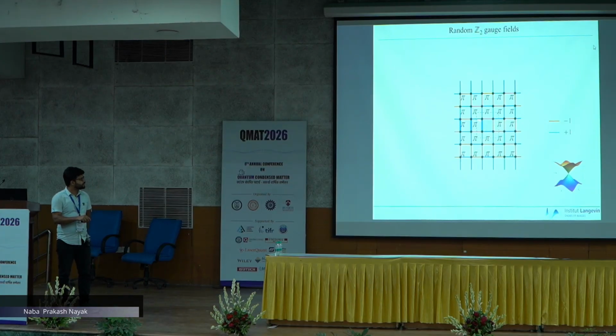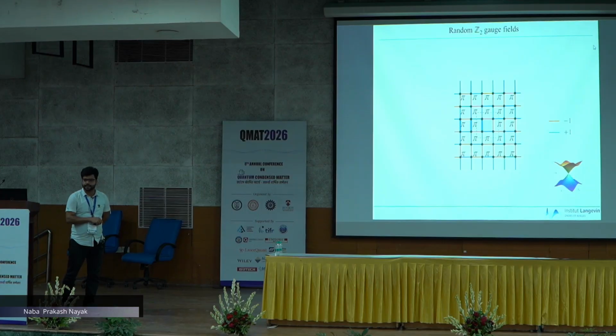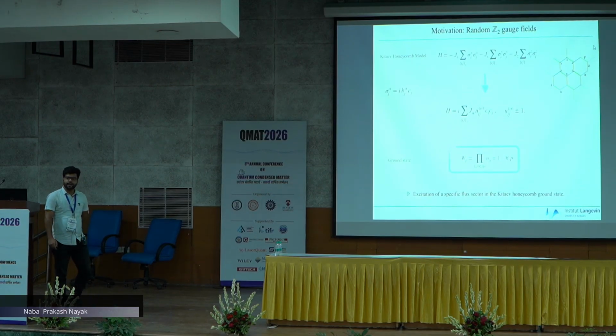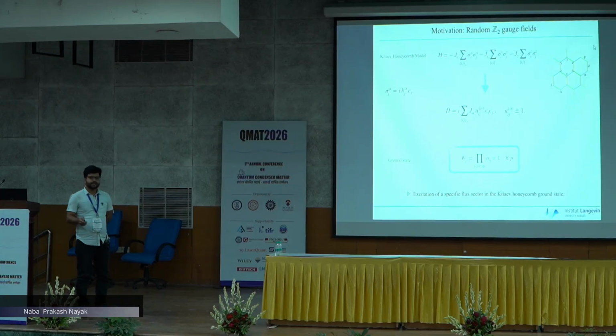And then to understand the effect of this defect on the Dirac electron that is sitting at the band center. Now the question is, why are you interested in such a problem? We are interested in such a problem because if you consider the Kitaev honeycomb model, which has these coupling constants Jx, Jy, Jz, and is typically defined on a honeycomb lattice like this.